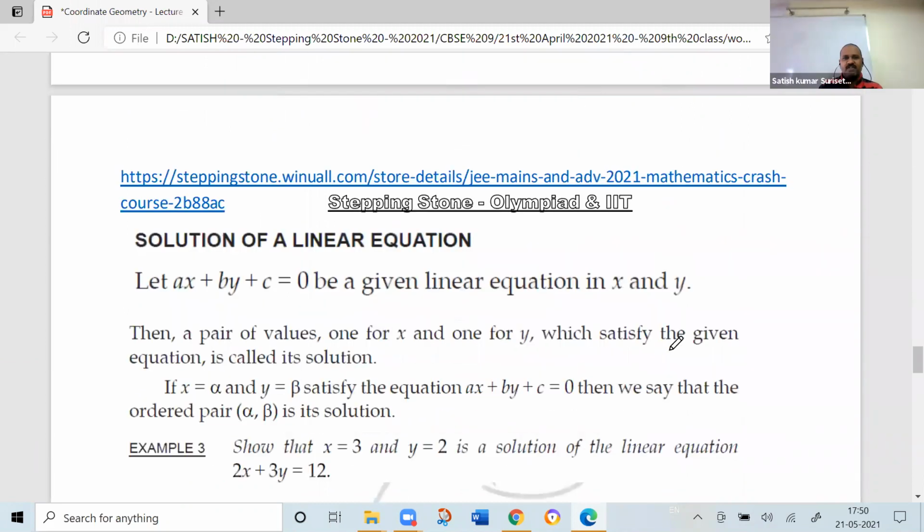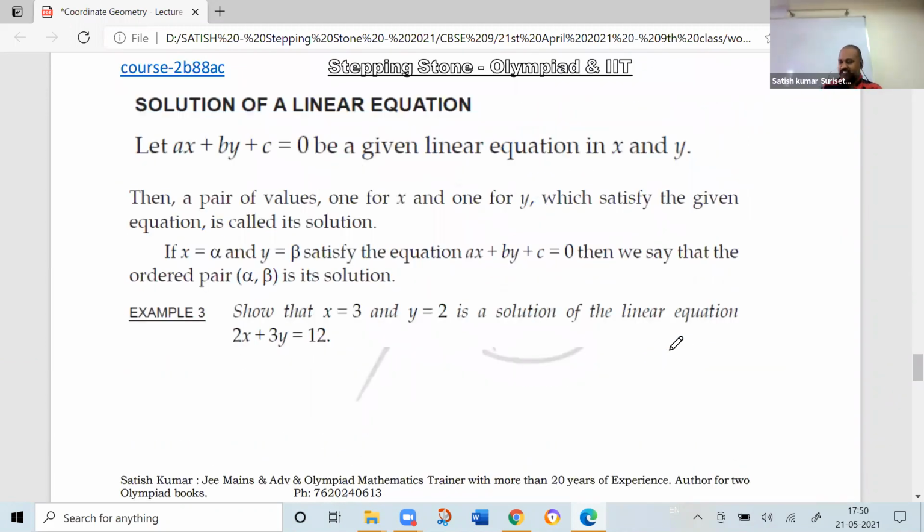Now, how to find the solution? So solution of a linear equation. Let ax plus by plus c equals 0 be a given linear equation in two variables x and y. Then a pair of values, one for x and one for y, which satisfy the given equation is called its solution. That is, when I substitute x equal to some number and y equal to some number, it should satisfy the entire equation. Means the left side value should be 0 because the right side is 0. That is, if x equal to alpha and y equal to beta satisfy the equation ax plus by plus c equals 0, then we say that the ordered pair alpha comma beta is its solution.